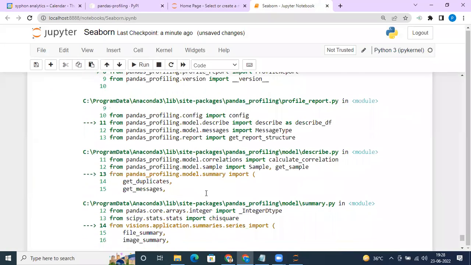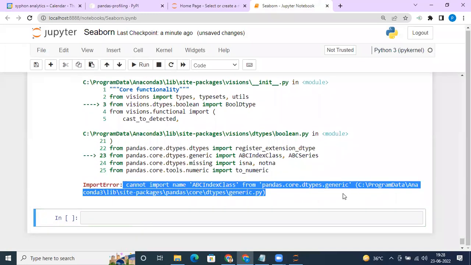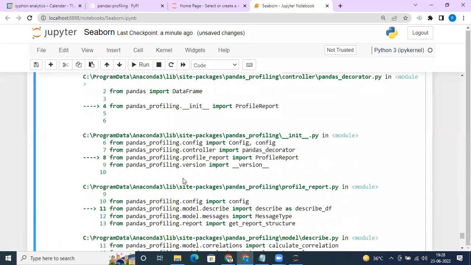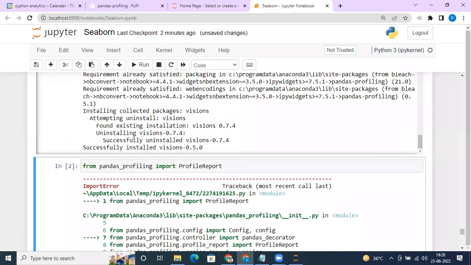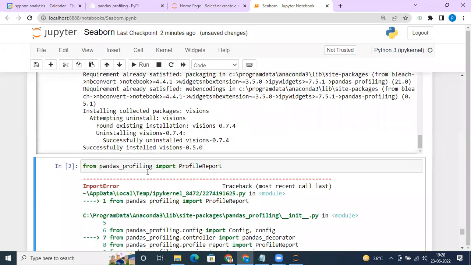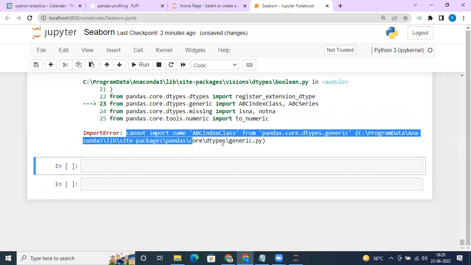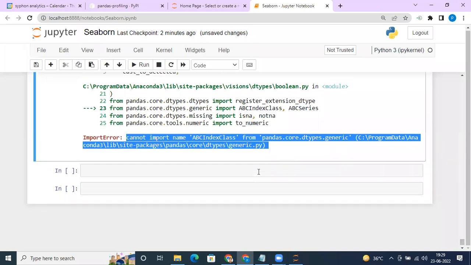This is the problem that I'm facing. While I'm executing this, it is saying cannot import name ABC index from the pandas code. This is generic. The earlier, the same thing was happening, but it was not doing this. It has been installed, but it is not executing. Maybe because of that pandas version. I tried, but it is not mentioning any such kind of error here actually, because earlier it was showing certain warnings when we had executed.